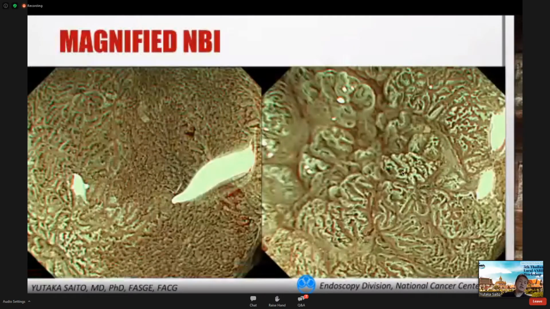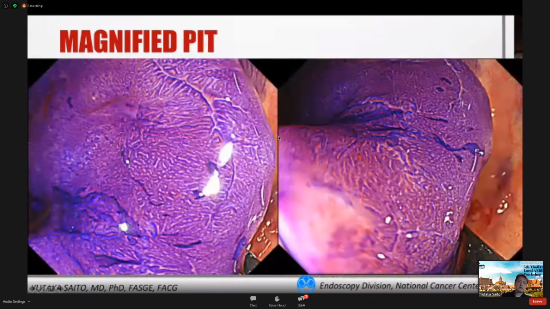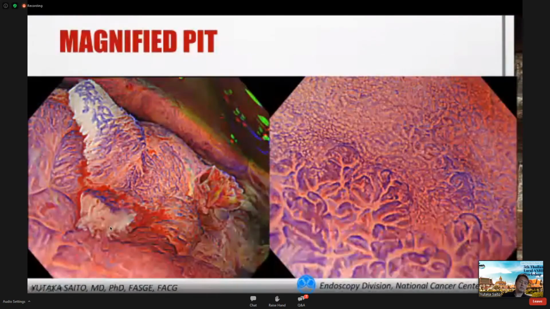This is the center depressed area, and with magnification, irregular vessel pattern, irregular surface pattern. And this is crystal violet staining. This is the tumor edge, and this is the center depressed component. Now there is some demarcated area after staining here, but the pit pattern here is type 3L, 3S. This is the most depressed component: pit pattern 3S, 3L, and this area type 4. The endocytoscopic image.